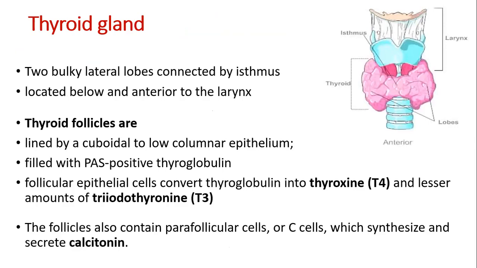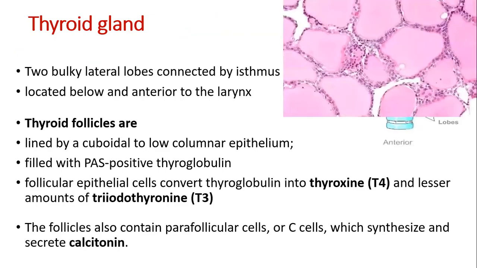Okay, so to start with, you already know about the thyroid gland anatomy and physiology. You have done your lectures. So basically, thyroid gland has two lobes, which are lateral to the front of the neck, connecting both the lobes is the isthmus, which is located just below the larynx.